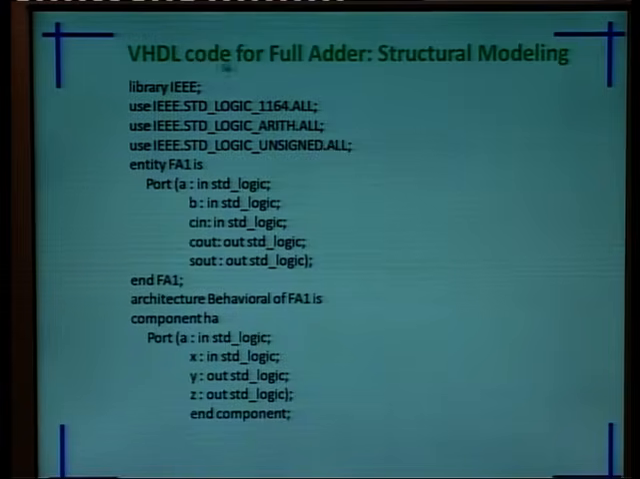Next is the VHDL code for full adder using structural modeling. This is the third type of modeling. Again we are going to design the same adder with a different modeling technique, that is structural. In this type of modeling, we will write the components for different modules. Here we are writing one component for half adder, HA.